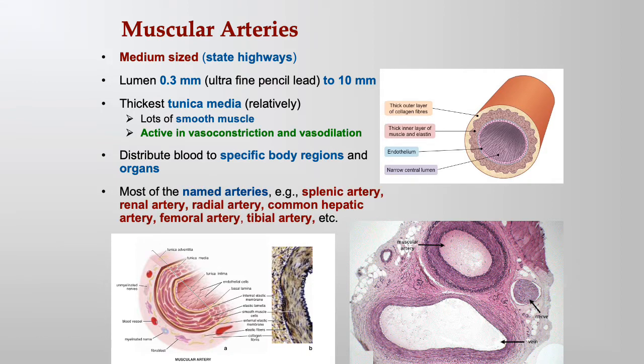So these are most of the arteries that have names. So the splenic artery, the renal artery, radial, common hepatic, femoral, tibial. These are most of the arteries running all through your body. Not the really huge ones like the pulmonary trunk and the aorta and the common carotid. These are the smaller arteries that go to very specific parts of your body. Those are the muscular arteries.